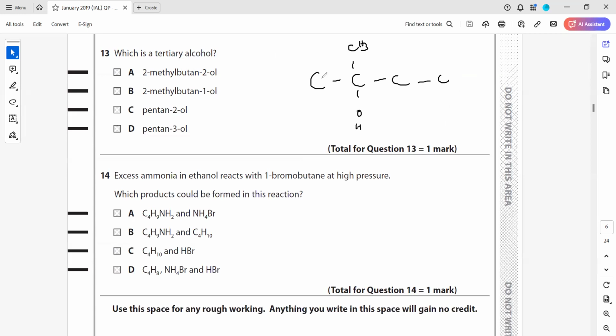Methyl means a carbon group. So this will have 3 hydrogens, this will have 2 hydrogens, this will have 3. So you can see the OH is attached to this carbon, and with this carbon, this is one carbon chain, this is a second carbon chain, and this is a third carbon chain. So 3 carbon chains are attached. So which type of alcohol is this? This is a tertiary alcohol. A tertiary alcohol has 3 carbon chains around it. If it was a primary, 1 carbon chain. Secondary, 2 carbon chains.